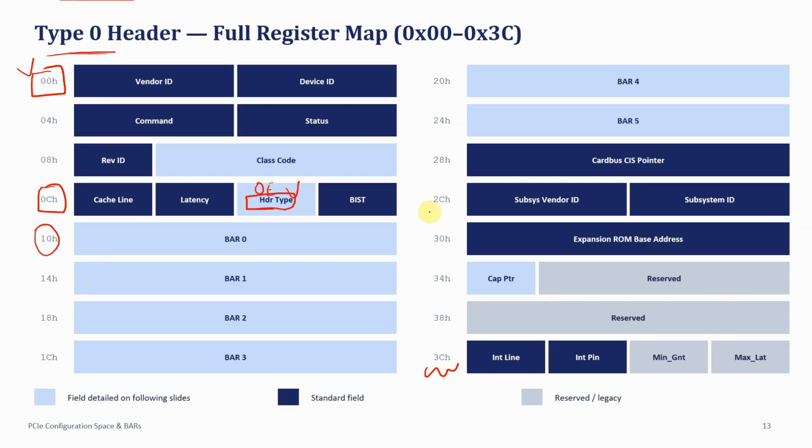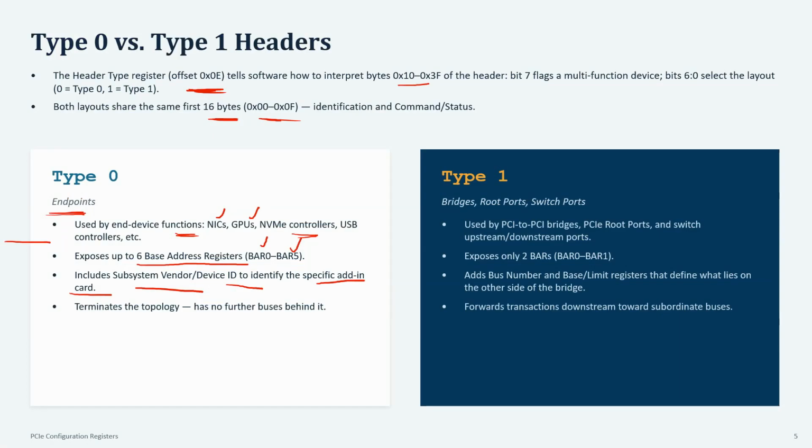So here you can see we have a particular subsystem vendor ID and subsystem ID in the case of my type 0 header. And it is going to terminate the topology and has no further buses behind it, because it is the end of the topology and there are no further devices present after this particular endpoint. So there is no information present about what is exactly after this endpoint.